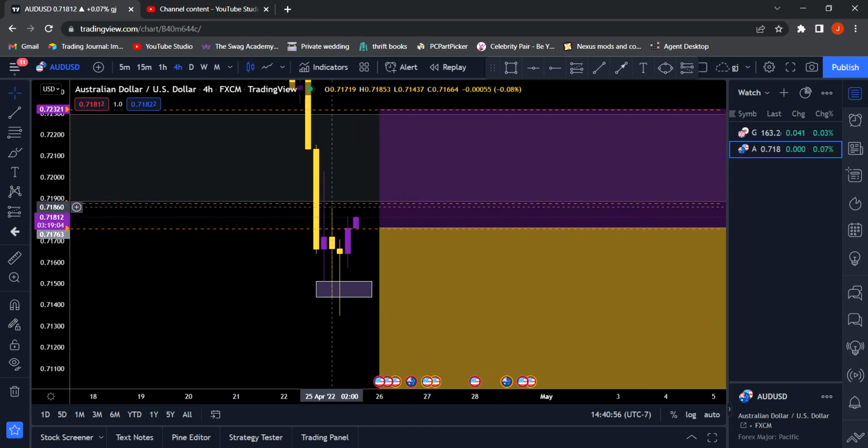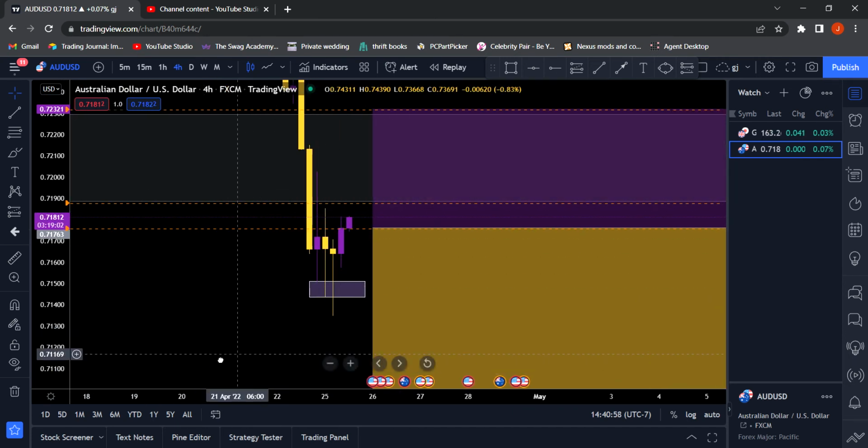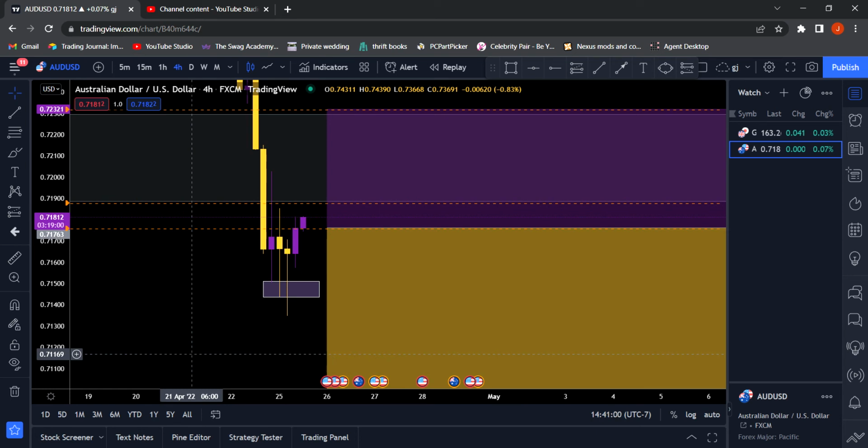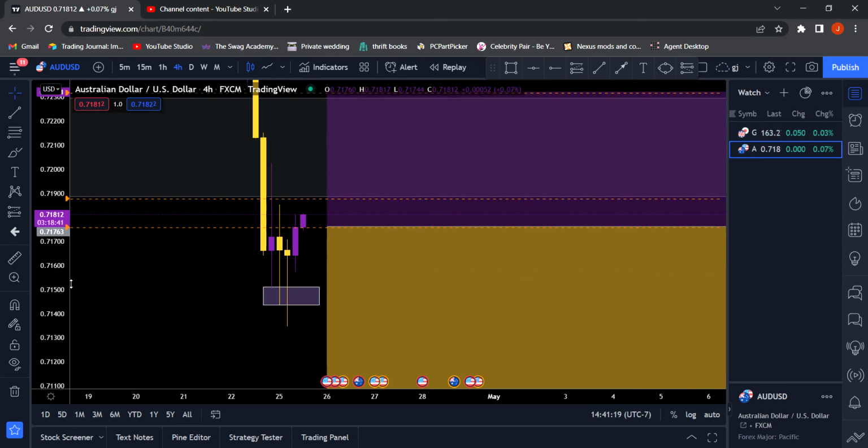I need a retest on my 4 hour time frame, and then I drop down to the 5 minute, 15 minute. Find me another confluence, either double top, head and shoulders, or I just might get some strong momentum candles to the downside. And then once I get that, I'm going to enter for a sell after.